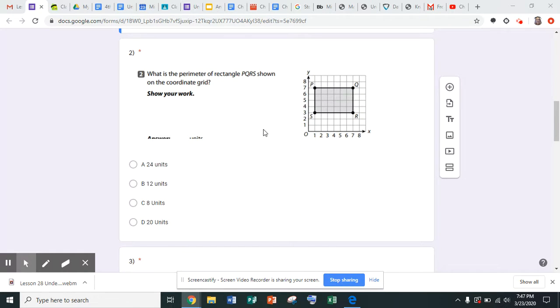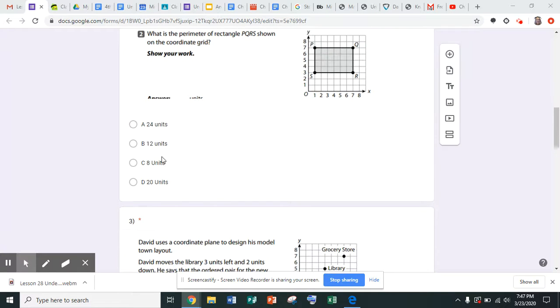Number two says, what is the perimeter of rectangle PQRS shown on the coordinate grid? Now remember, perimeter is the distance around the figure. So is it A, 24 units, B, 12 units, C, 8 units, or D, 20 units?